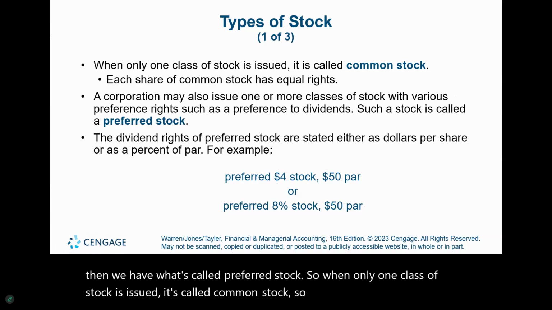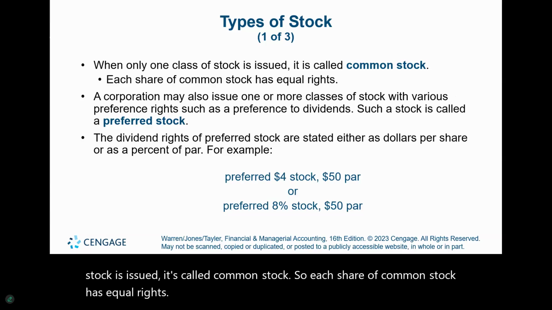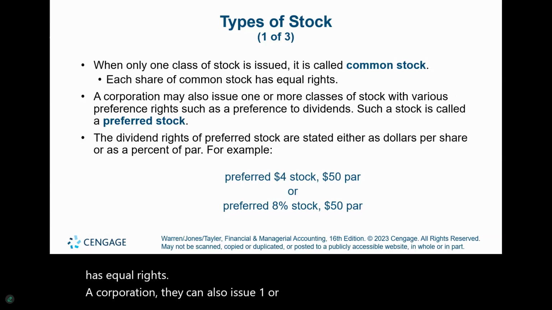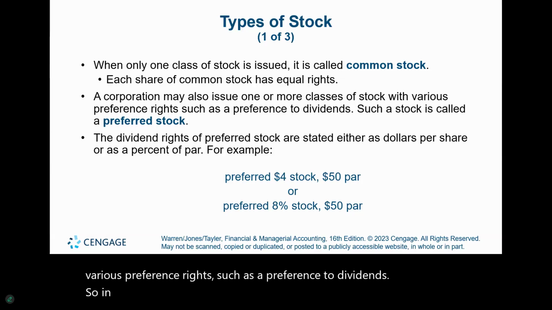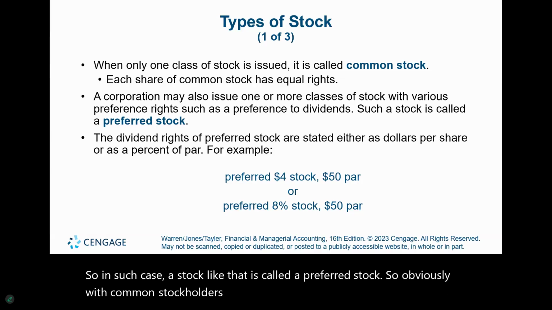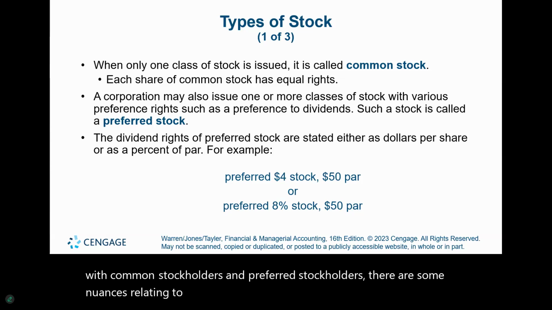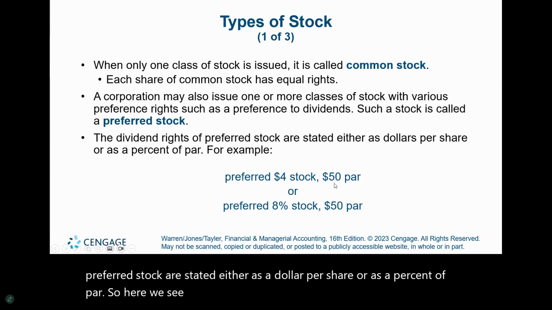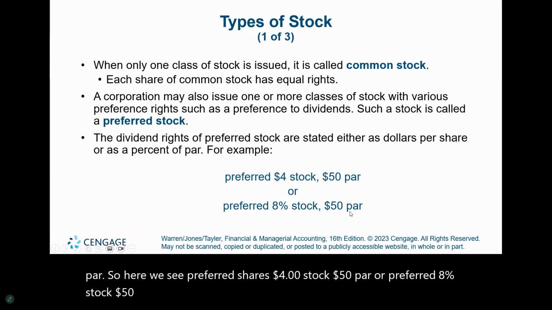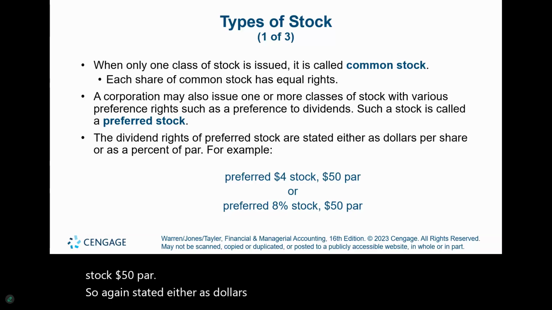Each share of common stock has equal rights. A corporation can also issue one or more classes of stock with various preference rights, such as a preference to dividends. In such a case, a stock like that is called preferred stock. So obviously, with common stockholders and preferred stockholders, there are some nuances relating to the rights that they have. The dividend rights of preferred stock are stated either as a dollar amount per share or as a percent of par. So here we see preferred $4 stock, $50 par, or preferred 8% stock, $50 par. Again, stated either as dollars per share or a percent of par.